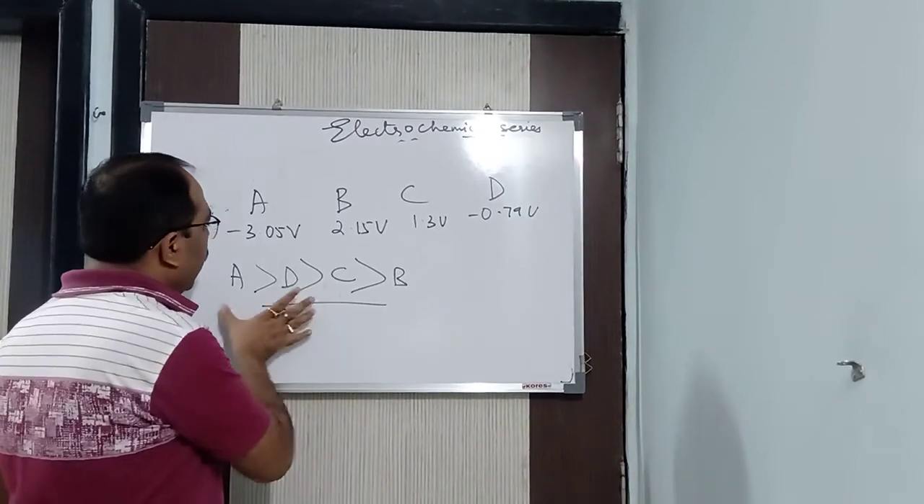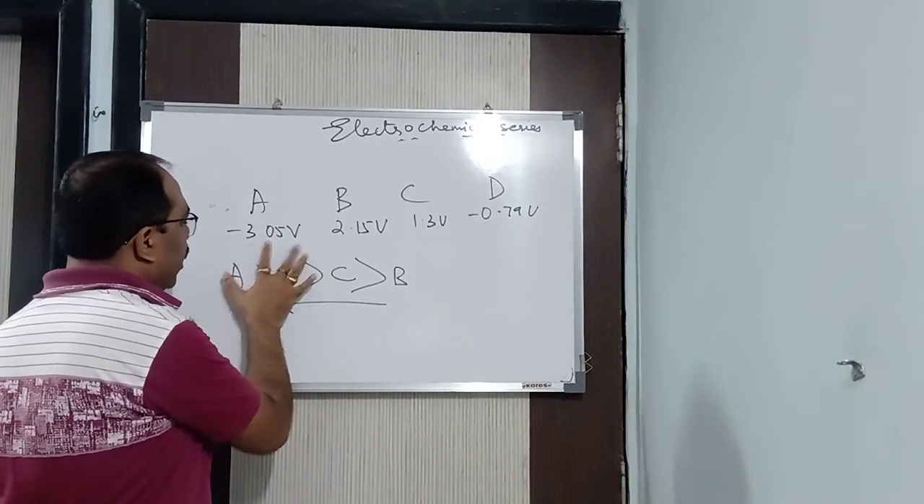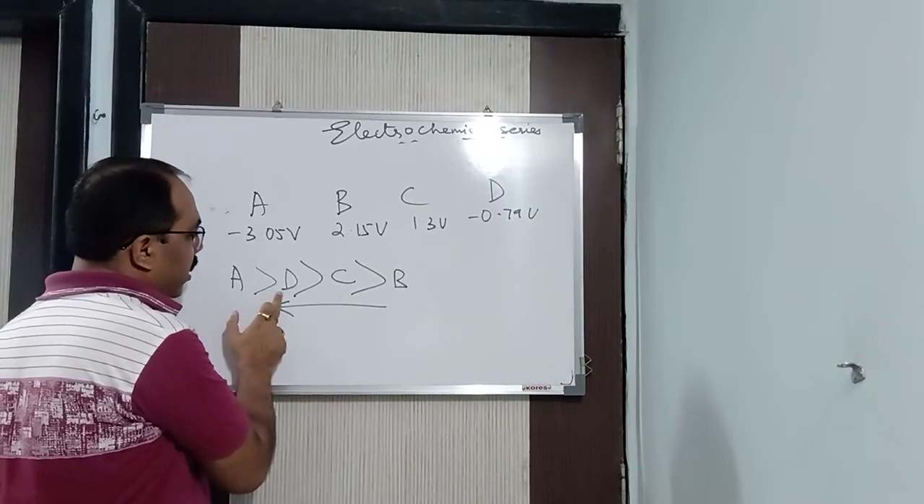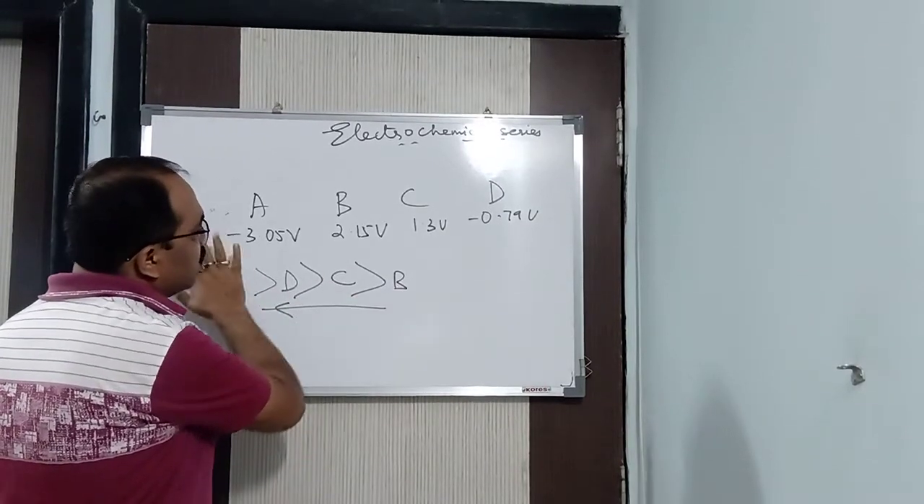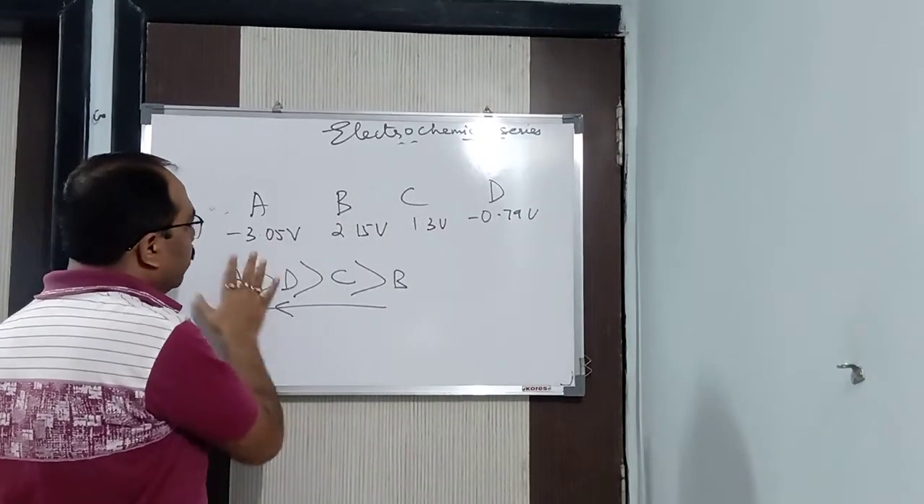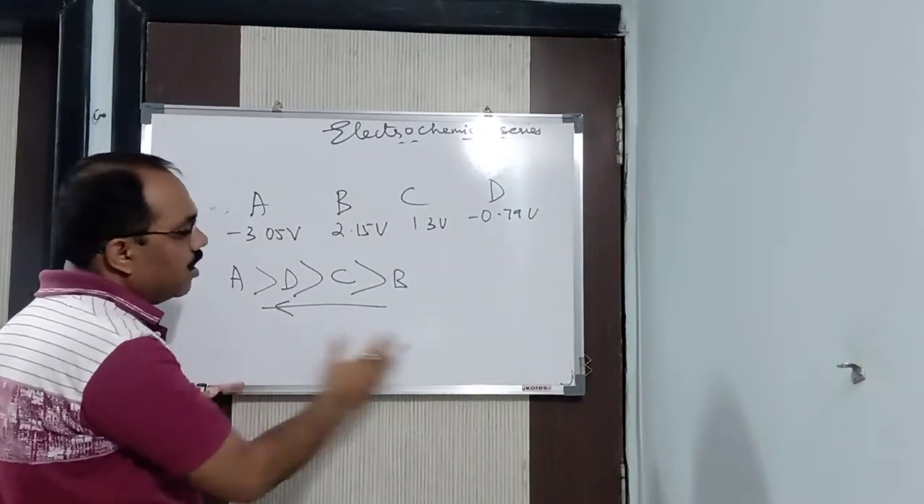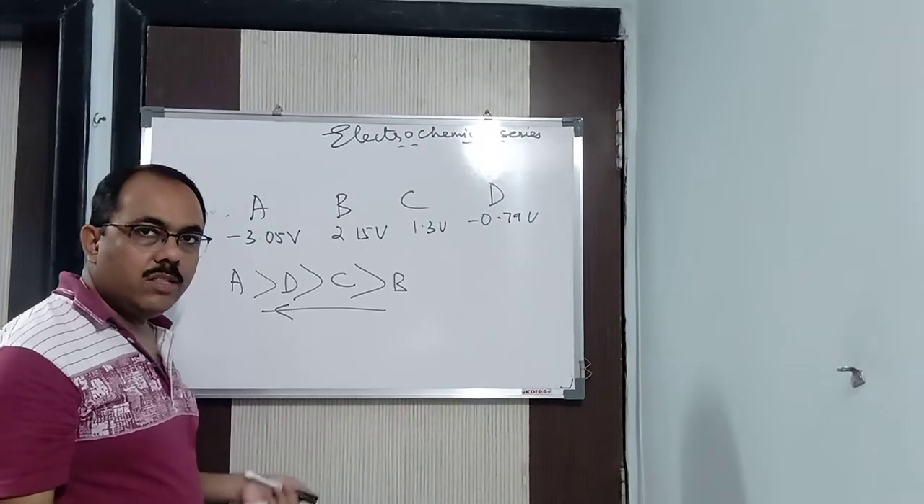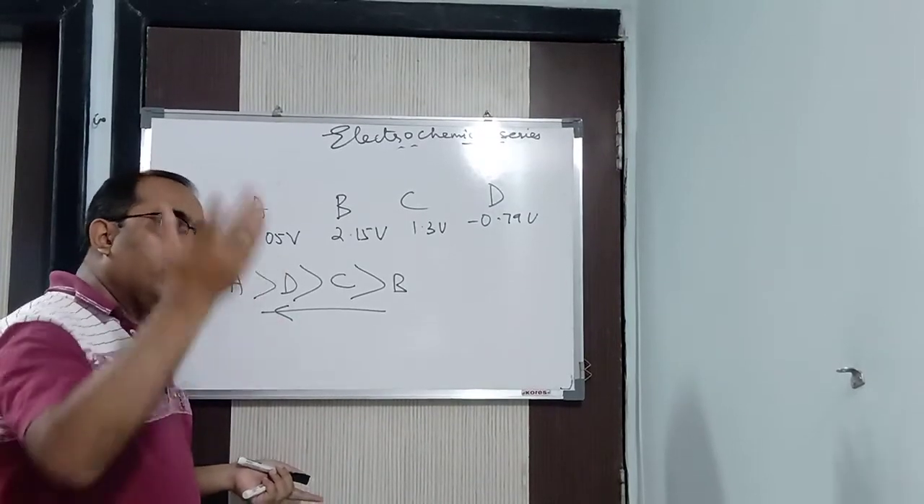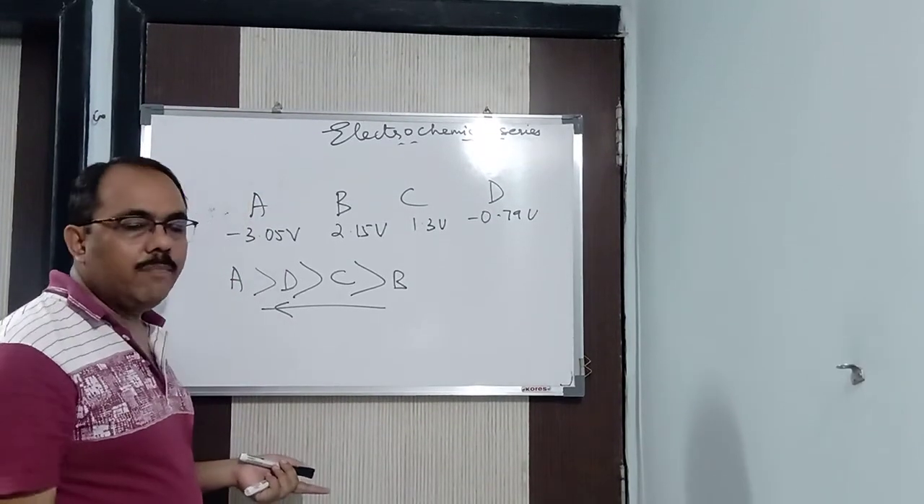Clear? So in this way, what we find here is that A is more reactive than D, is more reactive than C, is more reactive than B. So if A, B, C, D or X, Y, Z are given to you and electrode potentials are given to you, what you do is arrange them from negative to positive. That's it. In this way, you will get the reactivity of the metals.